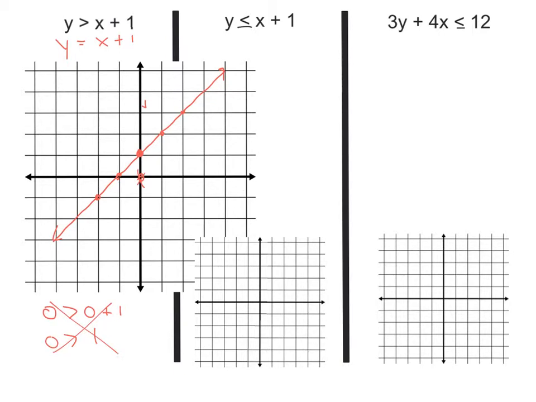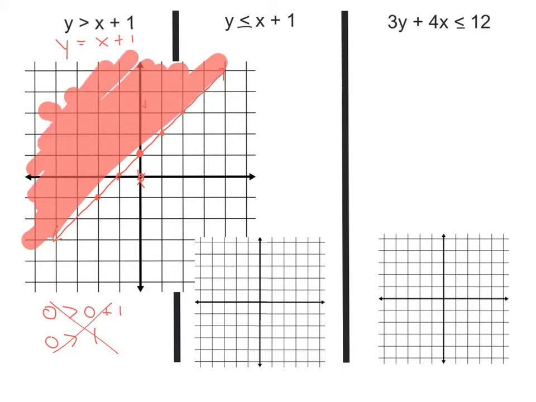So what that means is I'm going to shade in. All my solutions are over on this side. And there are so many of them that if I were to put a dot at every solution, it would just look like this, all shaded in. So we shade in, all the way up to that line. We shade in everything that works.